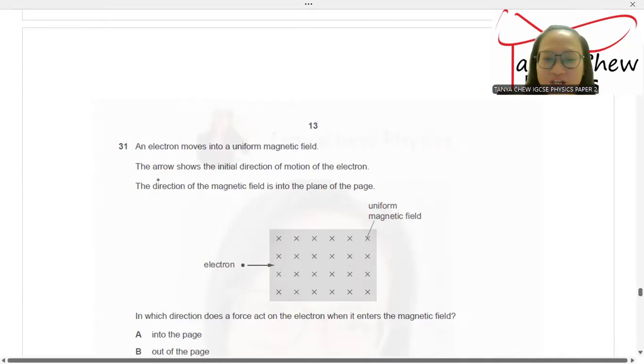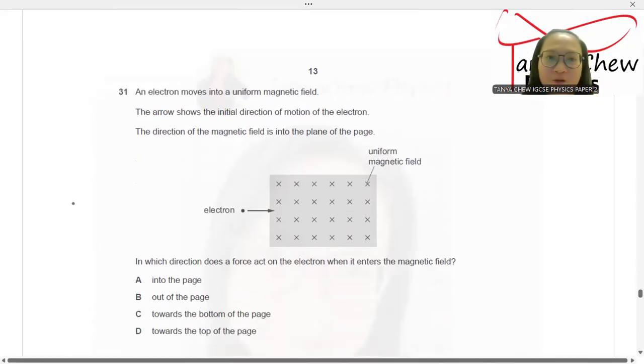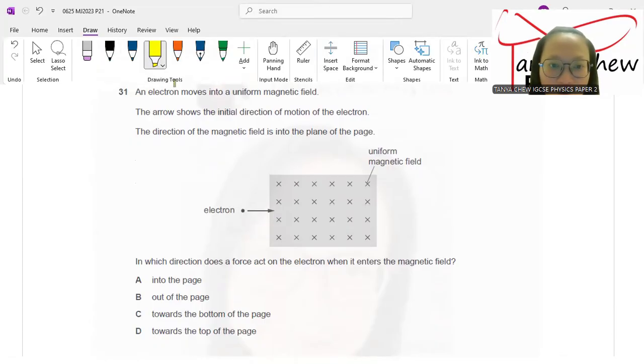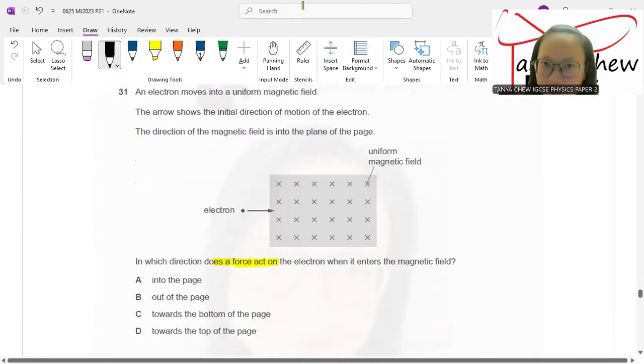Number 31, an electron moves in a uniform magnetic field. The arrow shows the initial direction of motion of the electron. The direction of the magnetic field is into the page. In which direction does a force act on the electron? Since the electron is moving, the movement of the electrons indicates there's current, right?